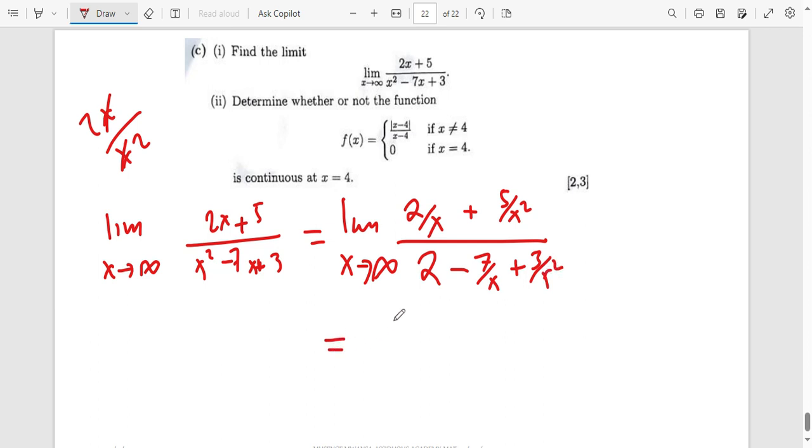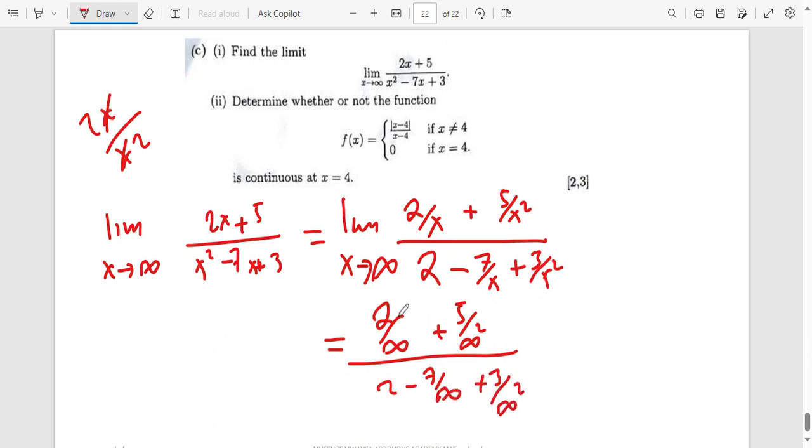Where there is x, now substitute with infinity. So that will be 2 over infinity plus 5 over infinity squared, over 2 minus 7 over infinity plus 3 over infinity squared. A number over infinity is 0. So I've got 0 plus 0 over 2 minus 0 plus 0. This is 0 over 2, which is 0. So this is going to be 0 as the limit.